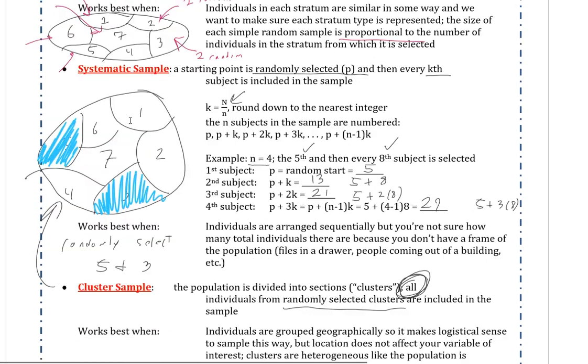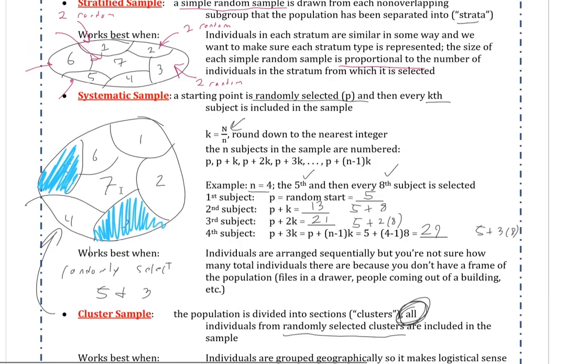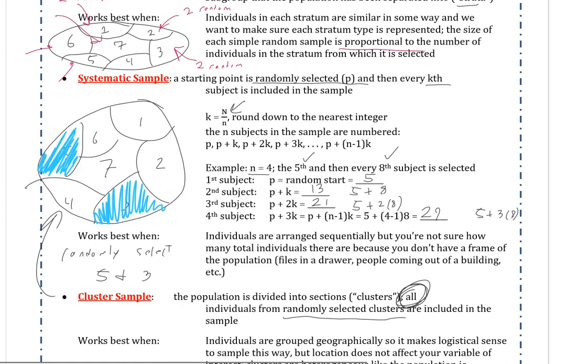Note that when I draw that, it even looks different than how stratified does. Stratified, you go into each of them and select people. Cluster, you take whole sections and you take everybody in those sections.